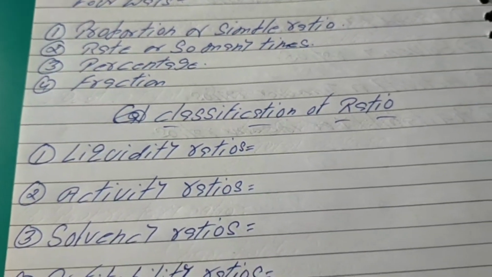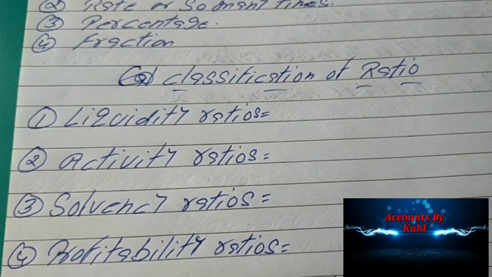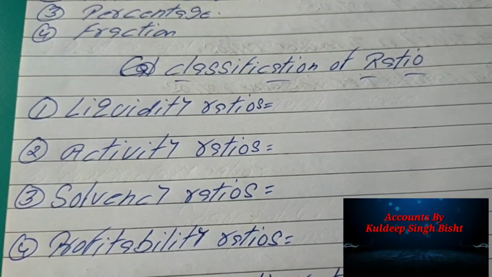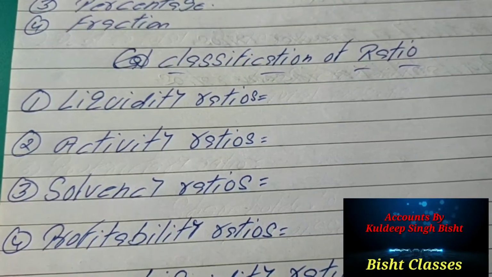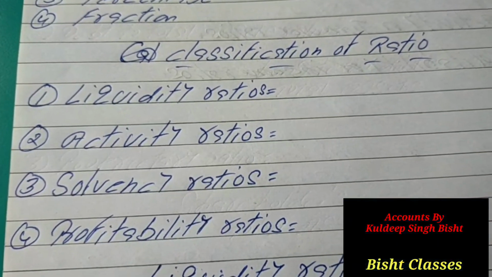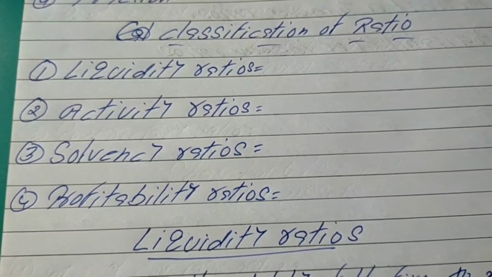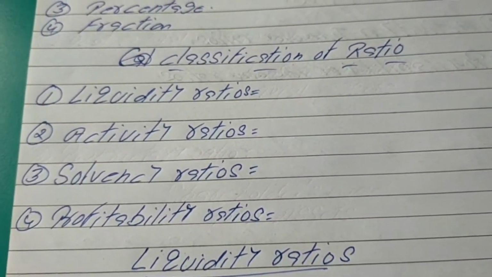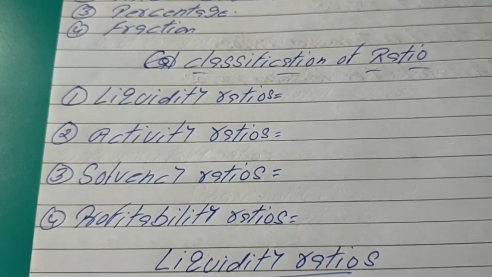Now before going for the formulas, we will check the classification of ratios. You can learn the formulas under four ratios. One is liquidity ratio, second is activity ratio, third is solvency ratio, and the last one is the profitability ratio or income ratio. Right, now we will take the first ratio, liquidity ratio, firstly.